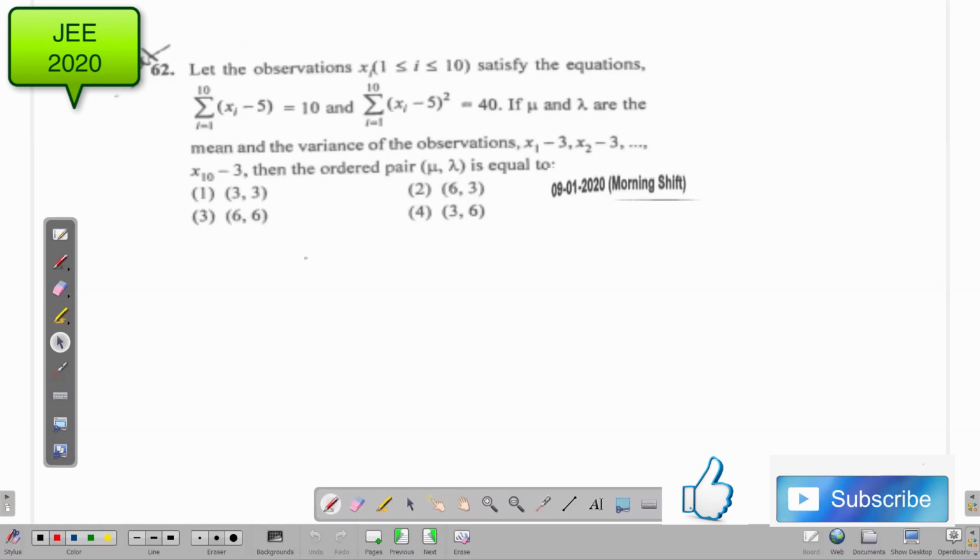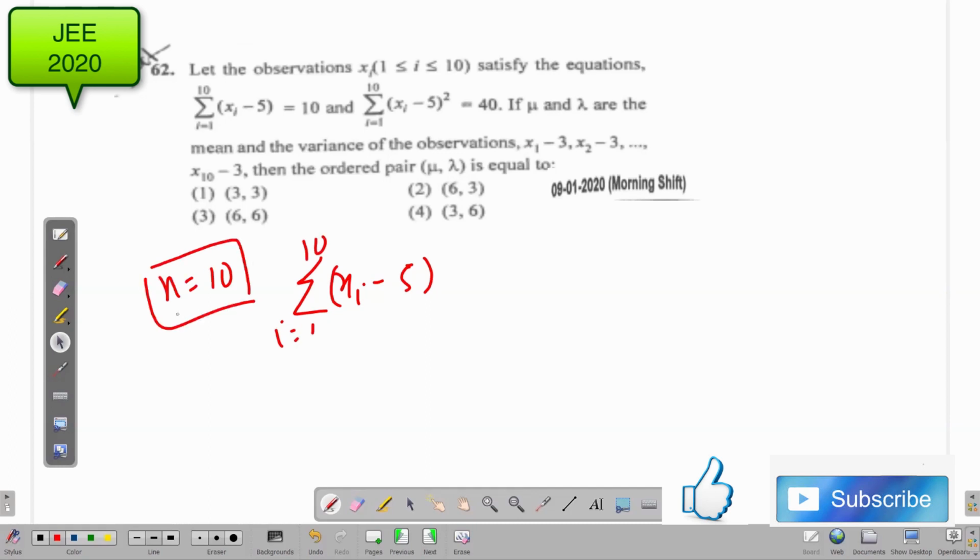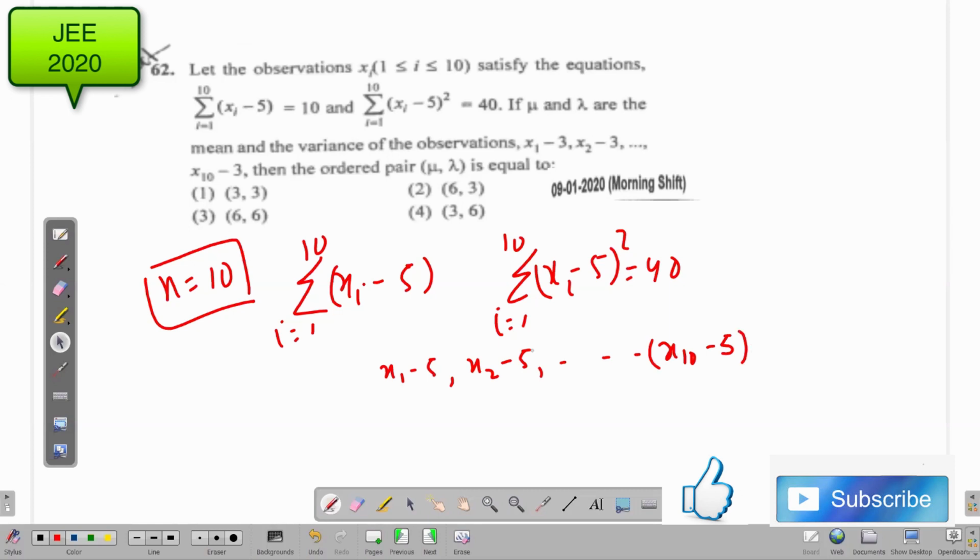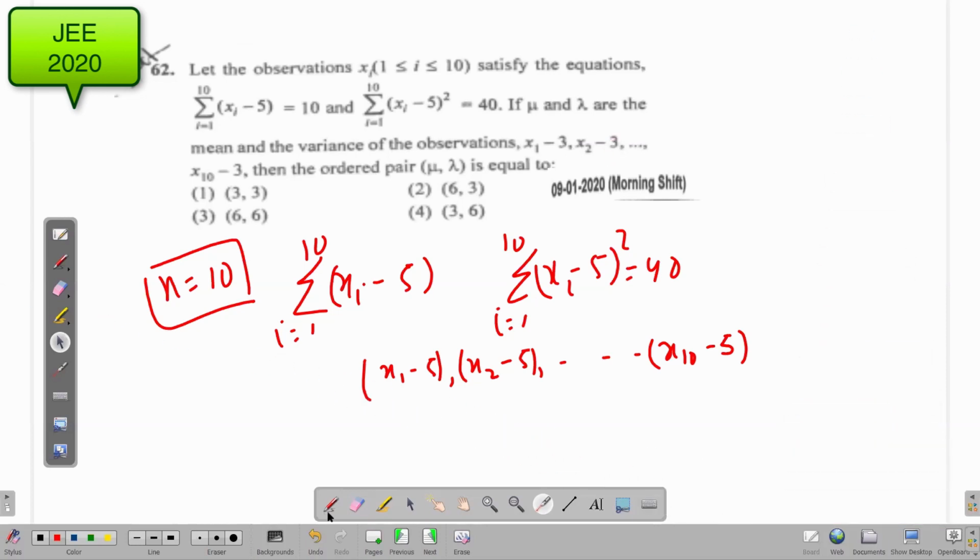Now look. First of all, we write what is given to us, that is the sum of observations (xi minus 5), i is from 1 to 10. That means n is here 10. The number of observations is 10. What else is given? The sum of (xi minus 5) whole square, i is from 1 to 10, is also given to us. That means our observations are x1 minus 5, x2 minus 5 till x10 minus 5. These are my observations. But what we have to find out is the mean and variance of observations x1 minus 3, x2 minus 3, up to x10 minus 3. That means I have to find the mean and variance of these terms.